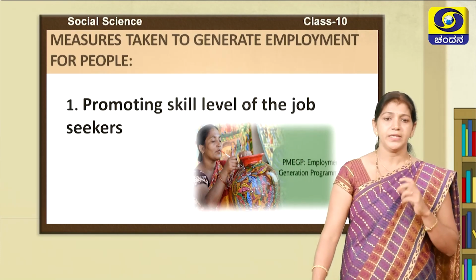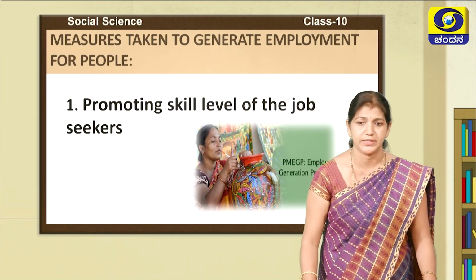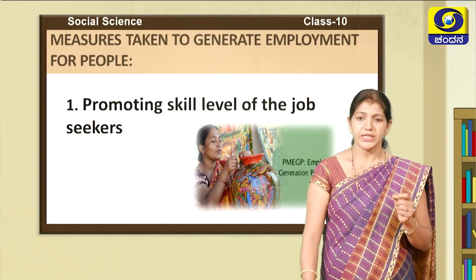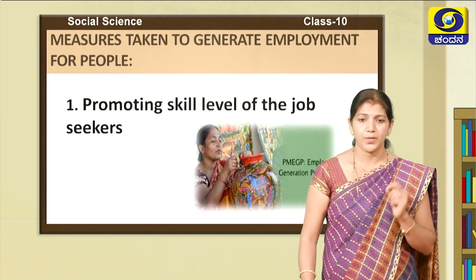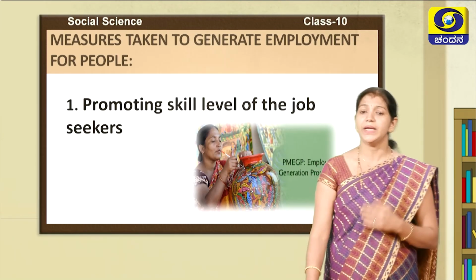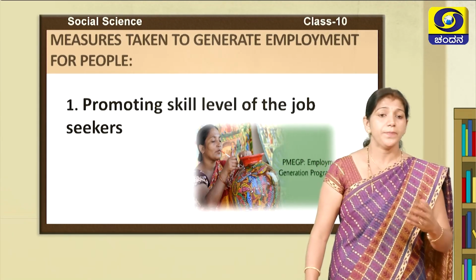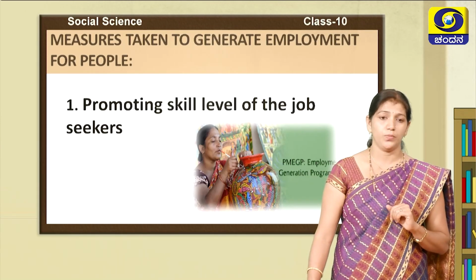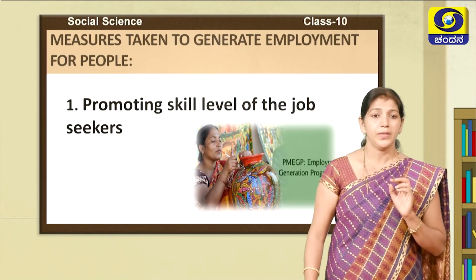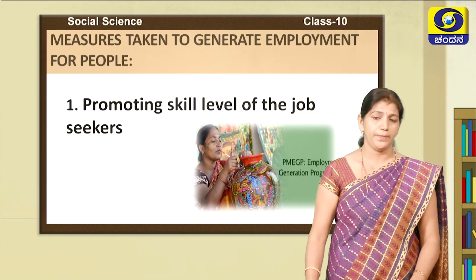opportunities to the people. The first major measure by the government is promoting the skill level of job seekers. In India, we are getting formal education, but it is not giving employment opportunities. When people get a skill-based education, it should encourage them to start their own business. The people are not depending only on government jobs. So promoting the skill level of job seekers is one of the important measures taken by the government to guarantee employment for people.